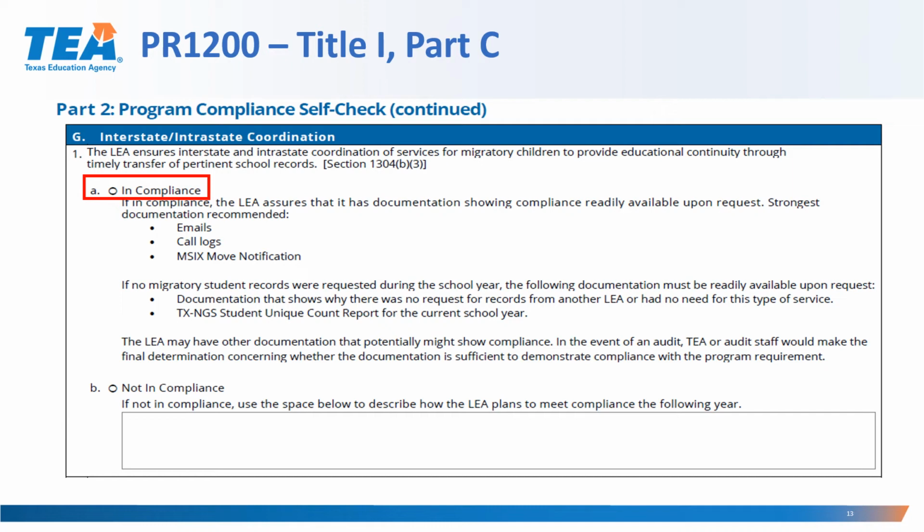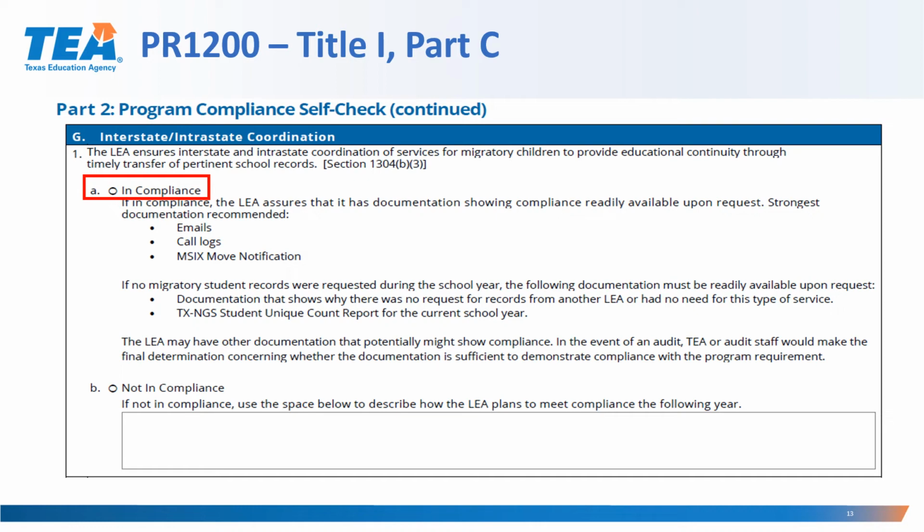And probably most importantly, M6 move notifications. M6 is the national database, and it's a great tool to keep track of movements of families as they move throughout Texas and into other states. If no migratory student records were requested during the school year, the following documentation must be readily available upon request. Documentation that shows why there was no request of records from another LEA or had no need for this type of service, and TXNGS student unique count reports for the current school year.